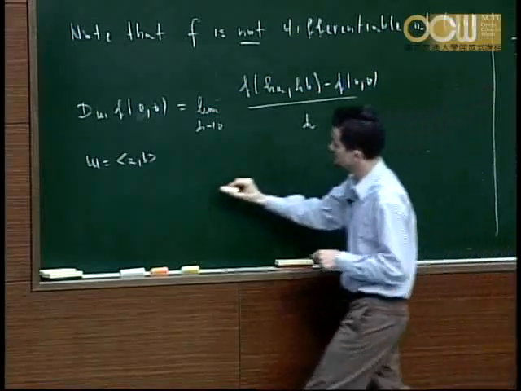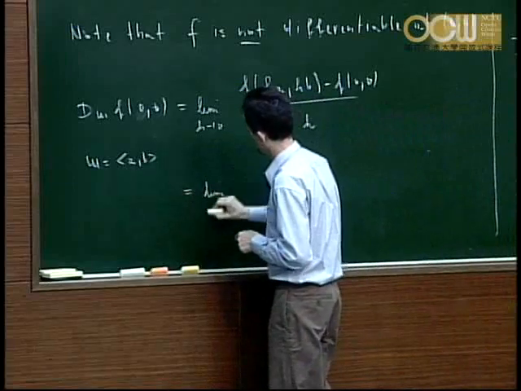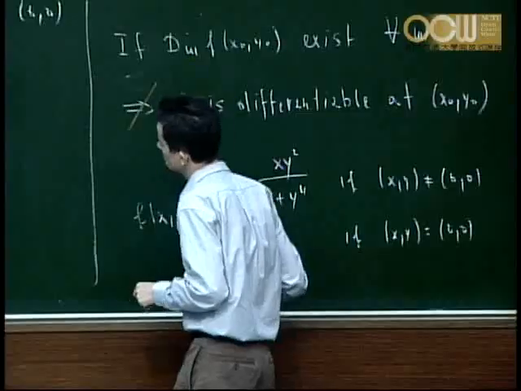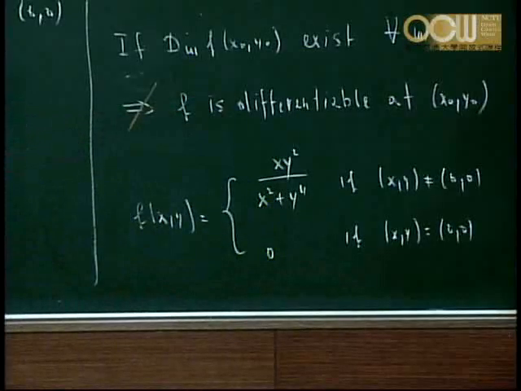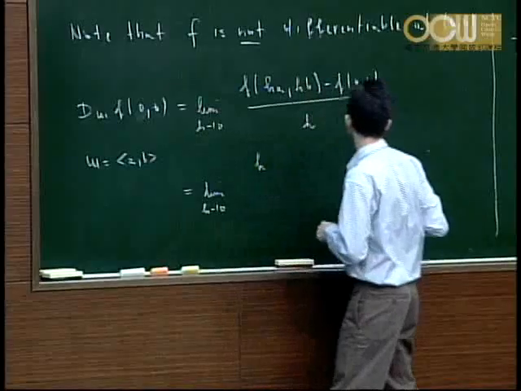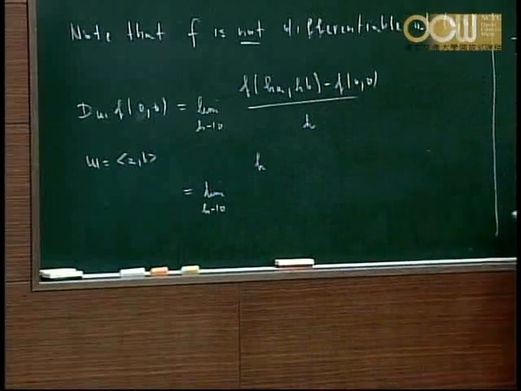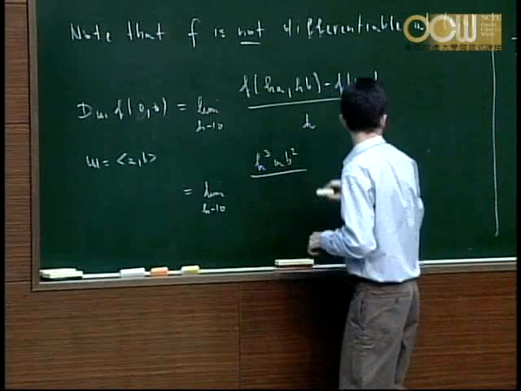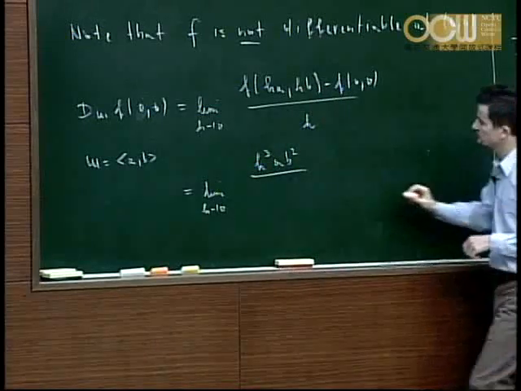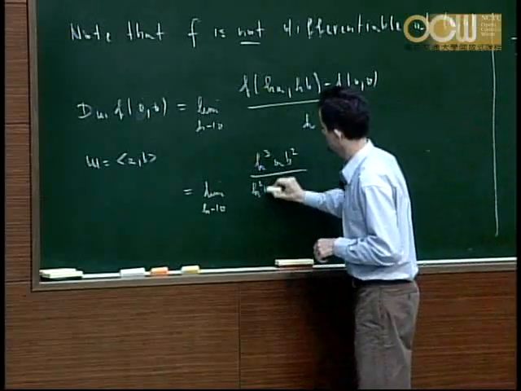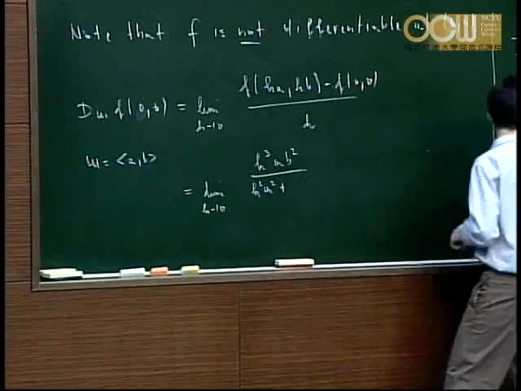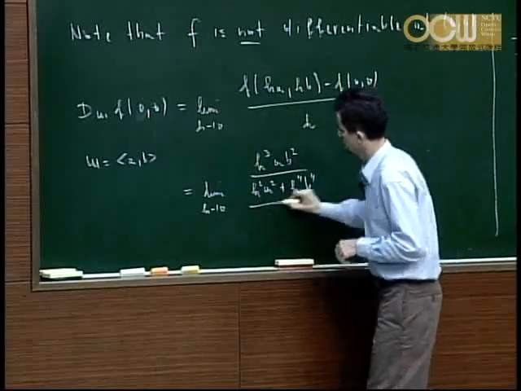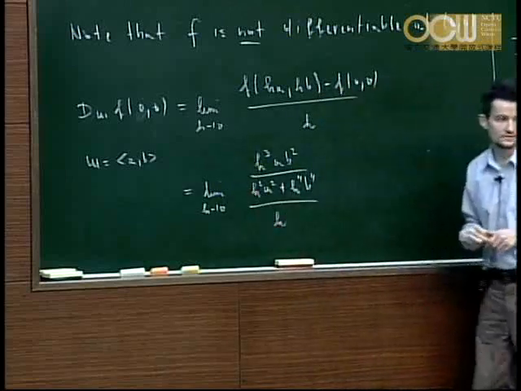Okay, so if you plug this in, then you get the limit h tends to 0. So this is 0 here by definition. And for this we get h. So we have here h and here h square. So we have h to the cube, then ab square over, and here we have h square, a square, plus, and here we have h to the 4th, b to the 4th, and everything divided by h.